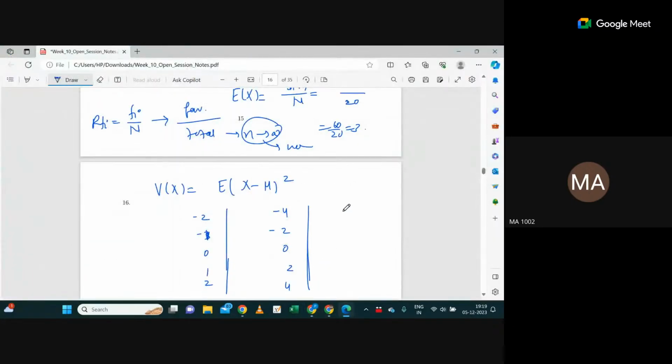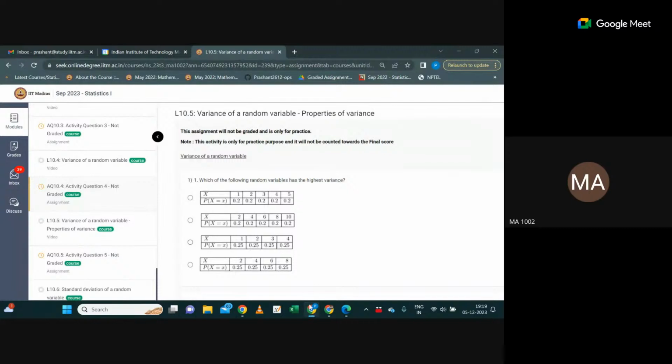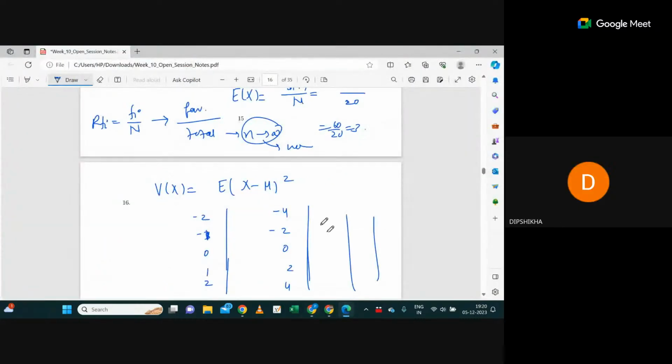Similarly, you can find it for the third and fourth options, and you can simply check which option has the most variability from its mean. I think option 2. For option number 3, what is the expectation? It's 3 plus 2 plus 5 plus 4 divided by 4, that means 10 divided by 4, that means it's 2.5. So 1 minus 2.5 means minus 1.5.